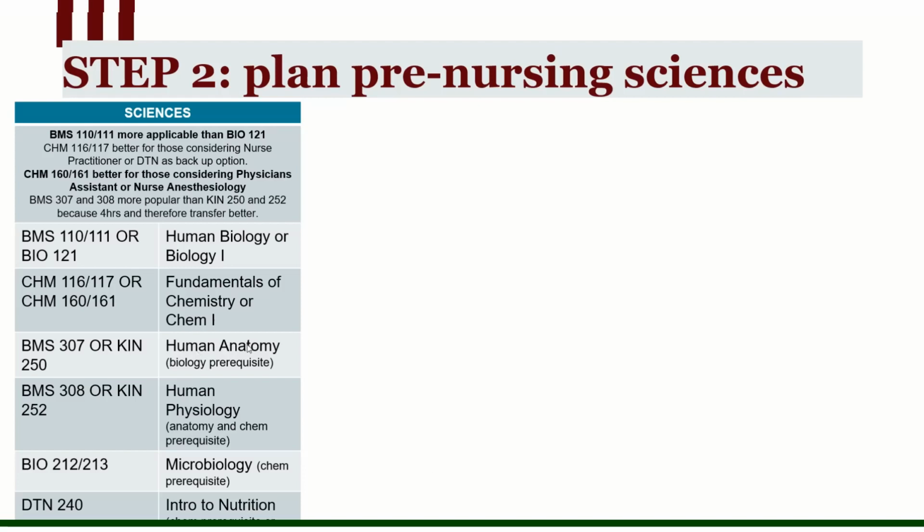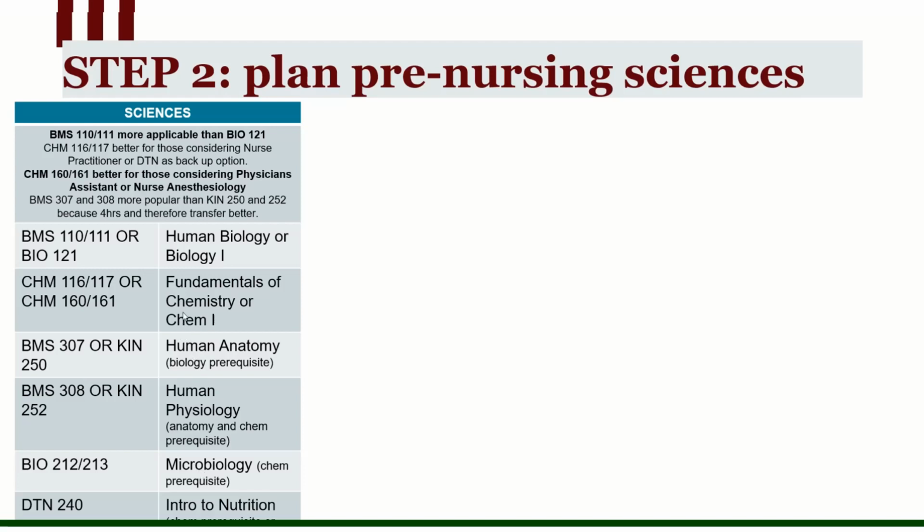Once you have anatomy completed, you can take physiology. No one should be taking physiology unless they've already completed anatomy and chemistry. Physiology is also a very challenging course. If you took BMS 307, you can take BMS 308 or Kin 252. If you take Kin 250, you have to take Kin 252. 308 will not accept it as a prerequisite.